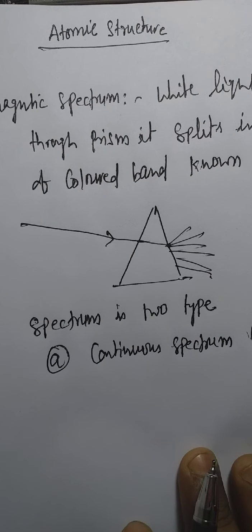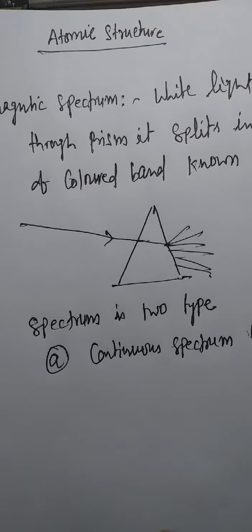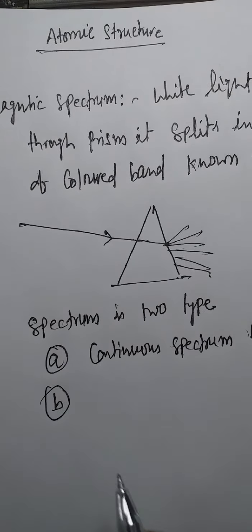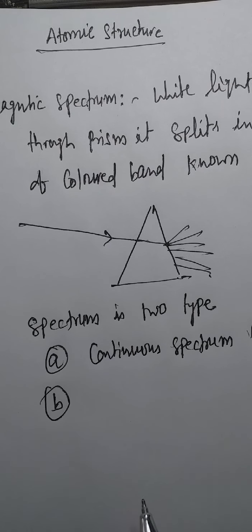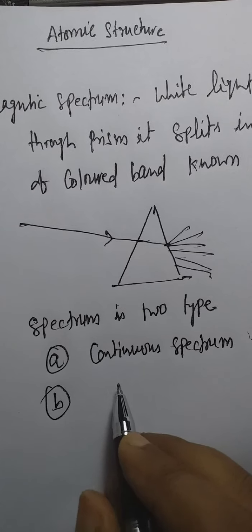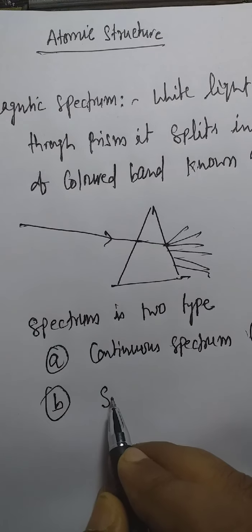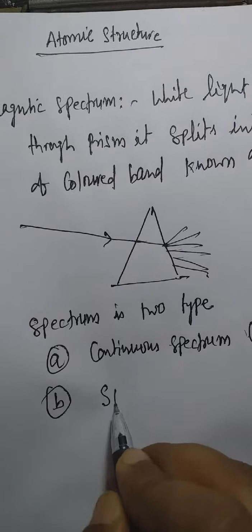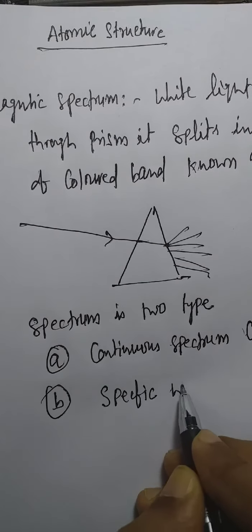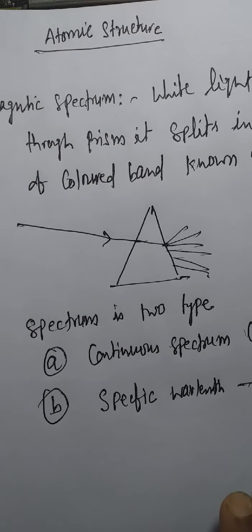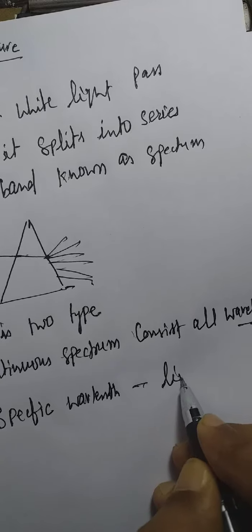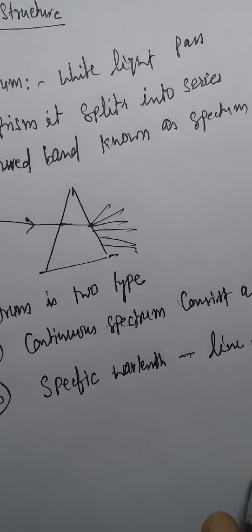And when only a specific wavelength is present, this is called a line spectrum, right? One is continuous, another is line spectrum. When the spectrum is for a specific wavelength, it is called a line spectrum. So we have two types: one is continuous spectra, another is line spectra.